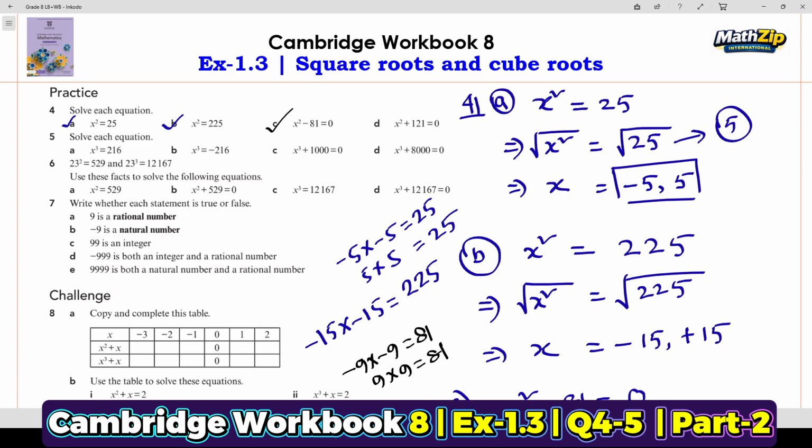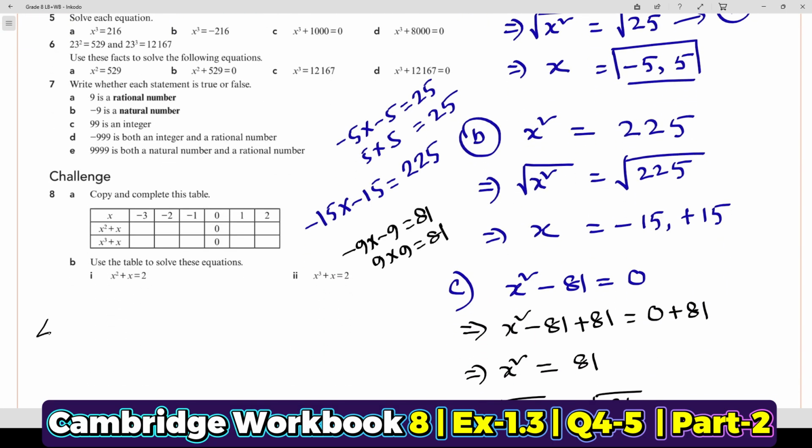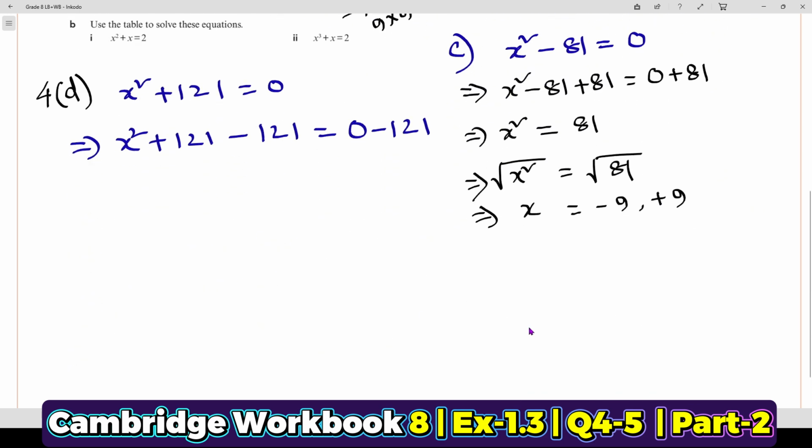Now number D. Number D, it's 4D. Here is x squared plus 121 equals 0. So we subtract 121 from both sides. It means x squared plus 121 minus 121 equals 0 minus 121. Then x squared plus 121 minus 121 cancels out, and here is minus 121. Now the problem will happen.